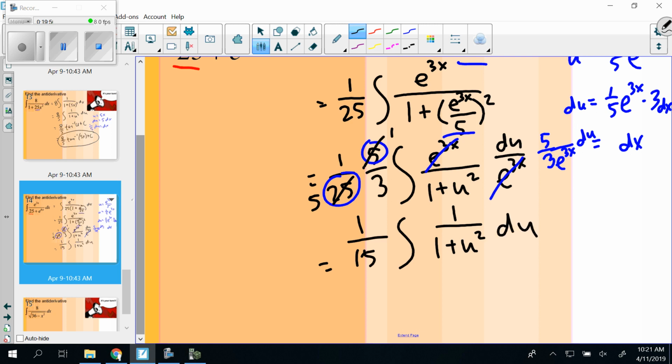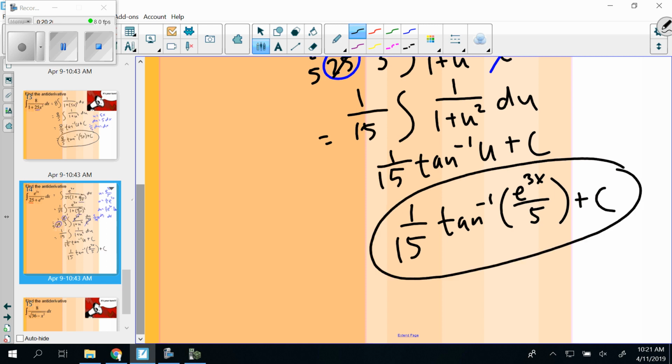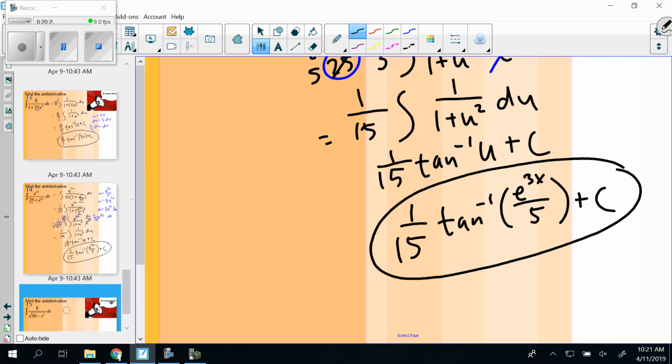And now we can see that that's one we know. That's the antiderivative for inverse tangent, plus C, and we got this constant of 1/15. Finally substituting back in, our substitution was e to the 3x over 5. And so the final antiderivative here is this. So that would be the antiderivative of this one. All right, one more. Let's have you try this one.